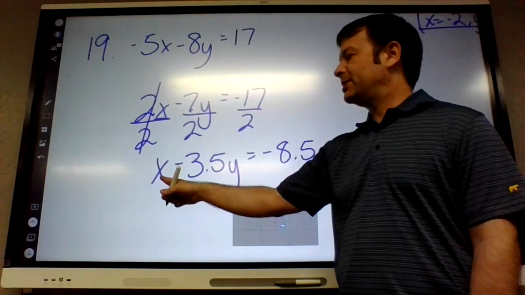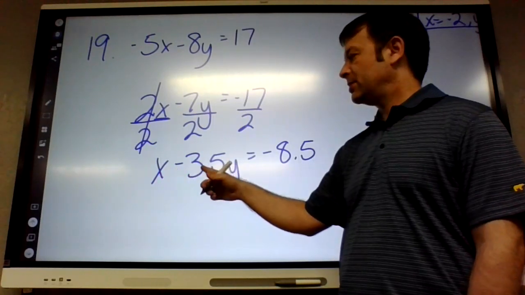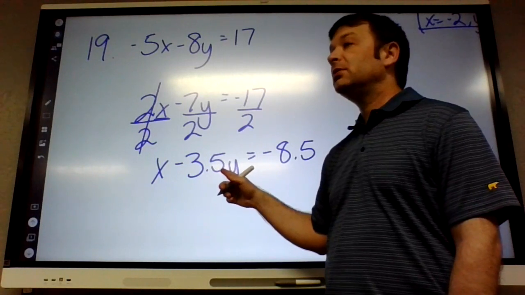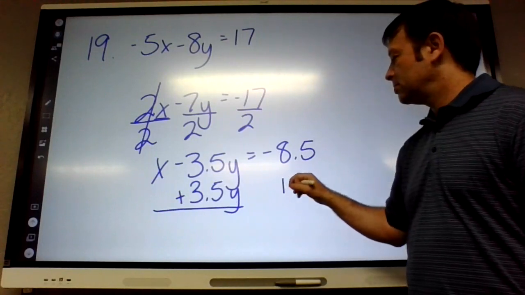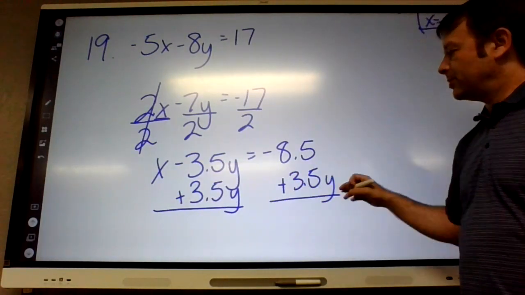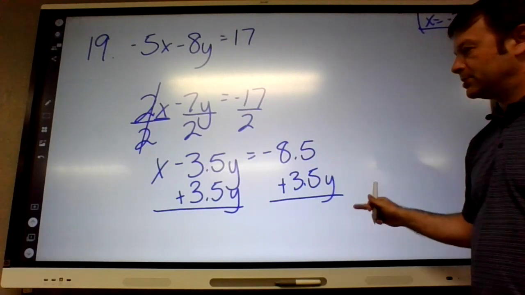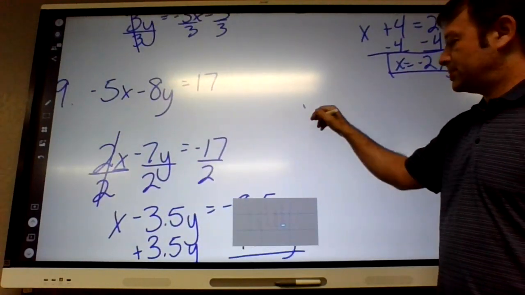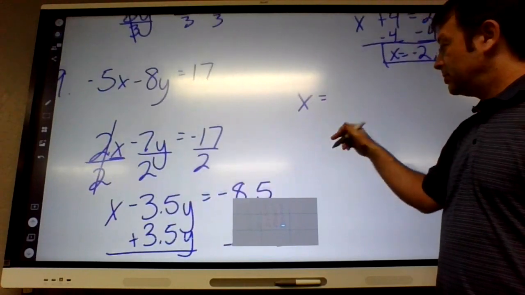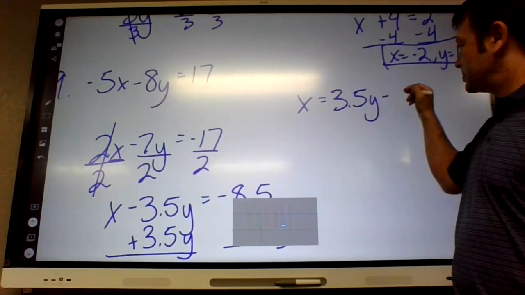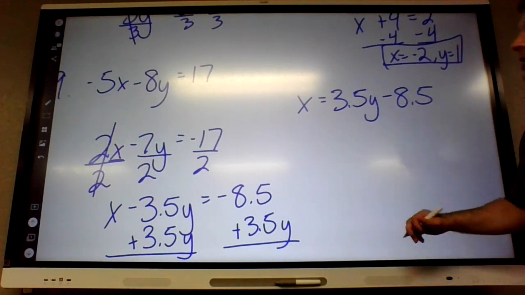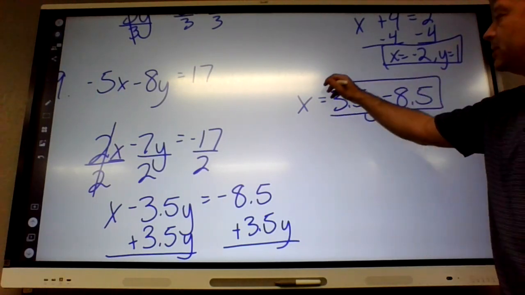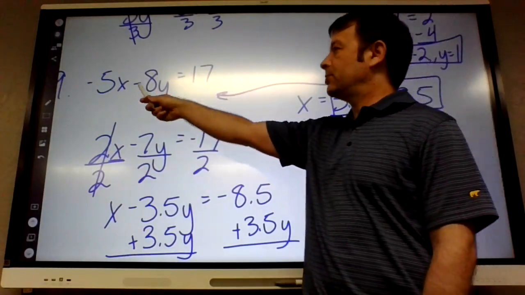Now we want x to stay here. We want to say x equals. So these don't mix over here, right? 8.5, 3.5, because that's a y. So it's just, right up here, x equals 3.5y minus 8.5. Okay, so I can pick that up and put it over in the original equation. What will the top equation become?